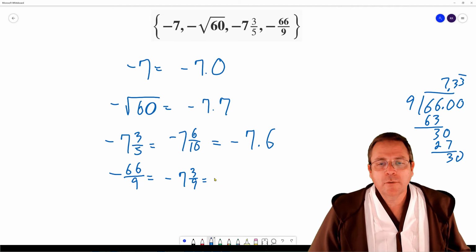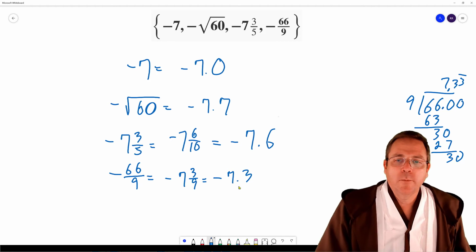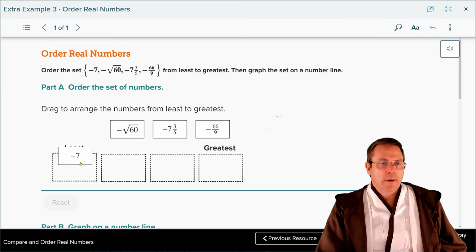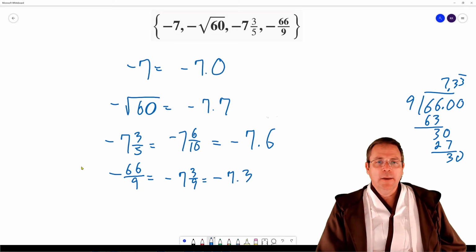So to the nearest tenth, that's going to be a negative 7.3. So now we're going to put them in order from least to greatest here. The negative 7 is going to be my least. The 66 over 9 became the negative.